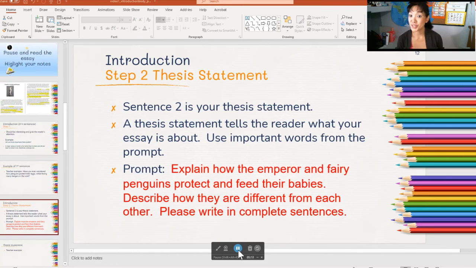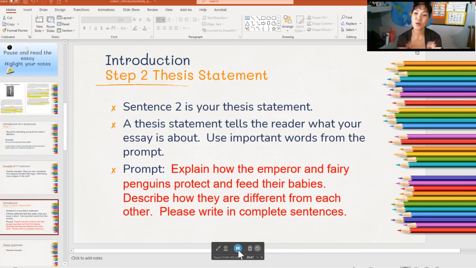All right, step 2 is writing your thesis statement. A thesis statement tells a reader what your essay is about, and you should use important words from the prompt. So here's the prompt again. Explain how the emperor and fairy penguins protect and feed their babies. Describe how they are different from each other. Please write in complete sentences. So I think important words in the prompt are emperor, fairy penguins, protect, and babies.